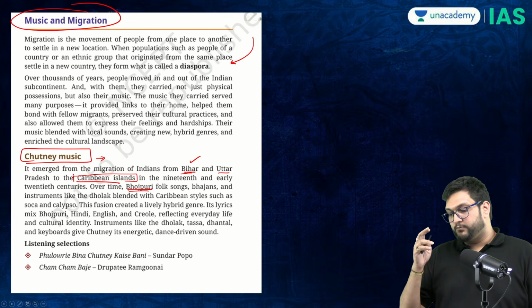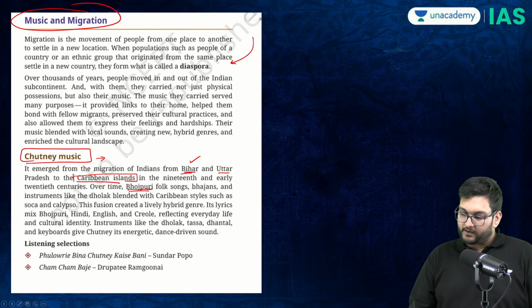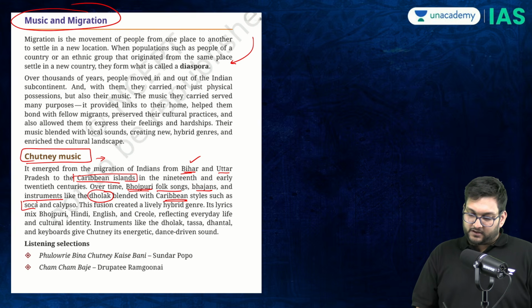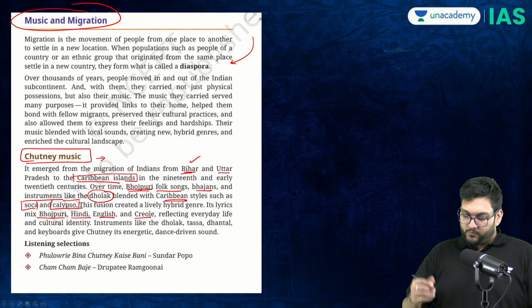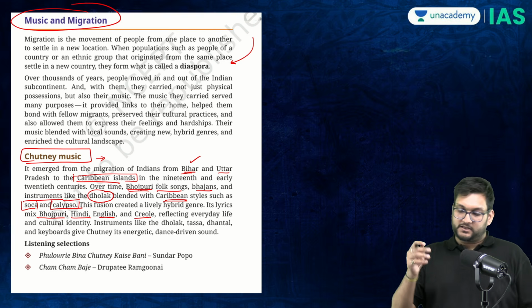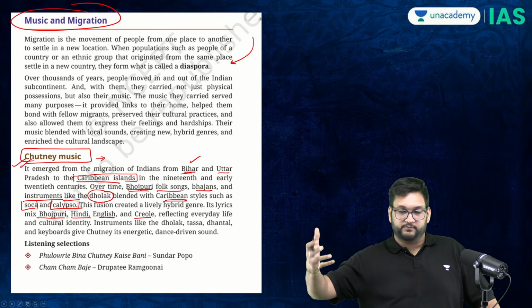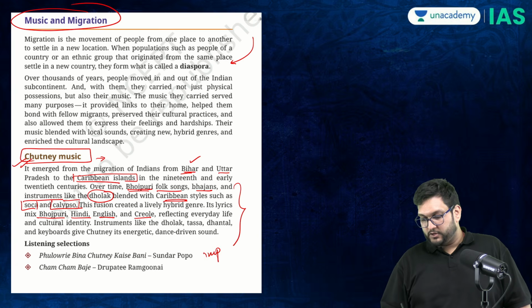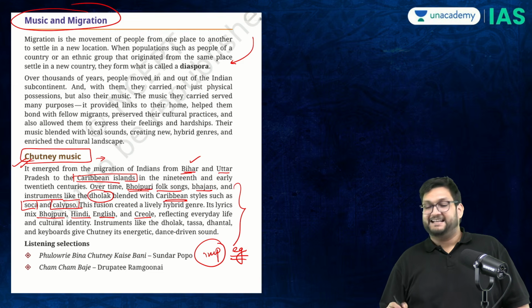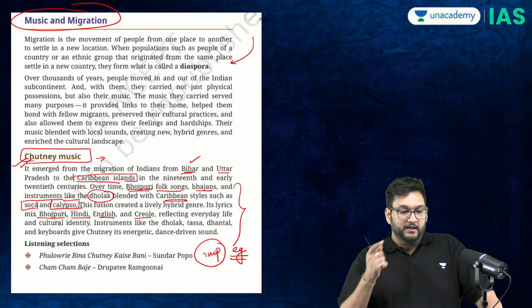Over a period of time, Bhojpuri folk music, bhajan, instruments like dholak blended with Caribbean style and created soca and calypso, and these are called the Creole Bhojpuri Hindi English music, which is called chutney music because it comes from the sector where chutney is produced and chutney is consumed, chutney music. So this is very important because it is an example of international relations with music.